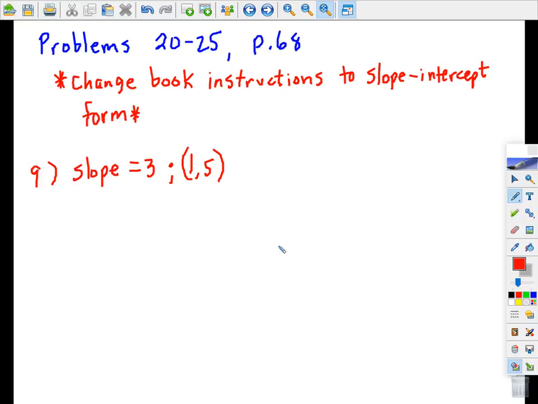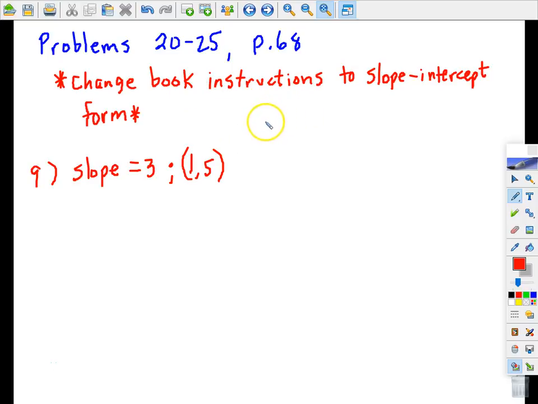Now we're going to break this section up into two parts because there's so much involved, and so we're going to come back to this the next time we meet. But to conclude this lesson, we're going to look at problems 20 through 25 on page 68, but I'm changing the book instructions a little bit, and I put this in RenWeb, so you need to pay close attention to what's happening here.